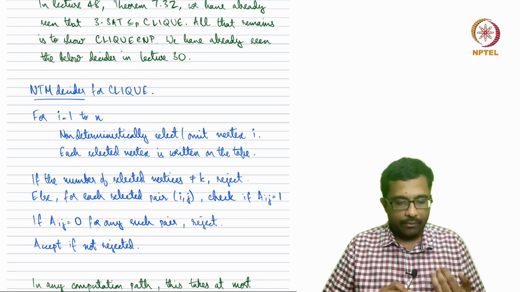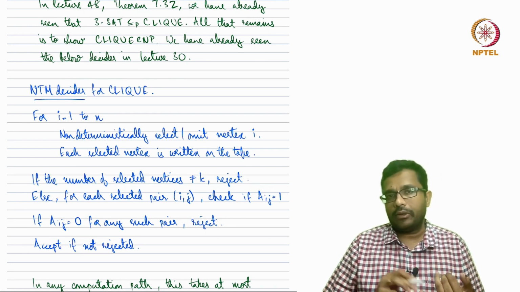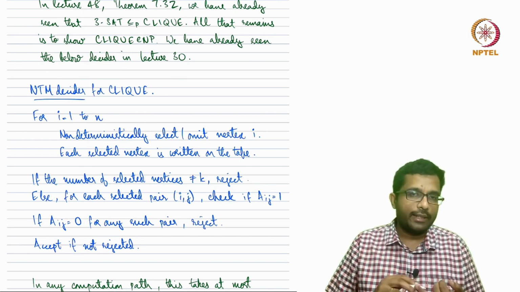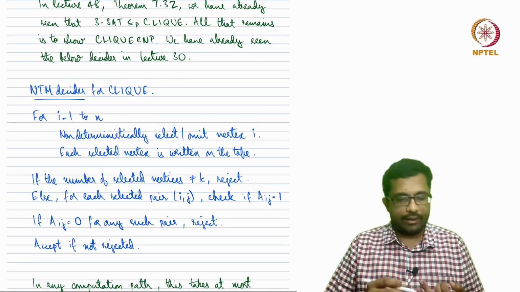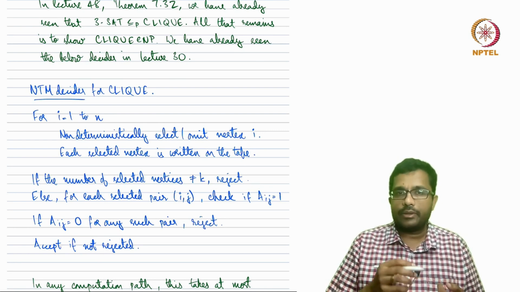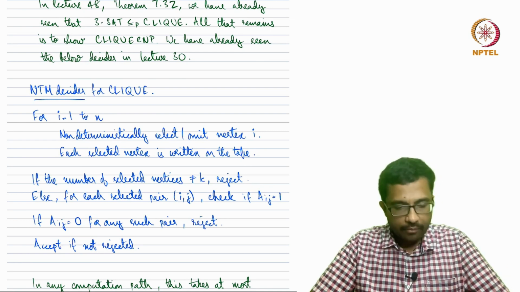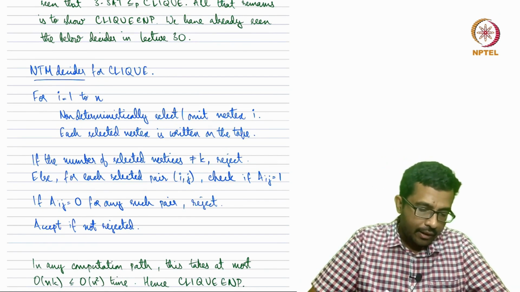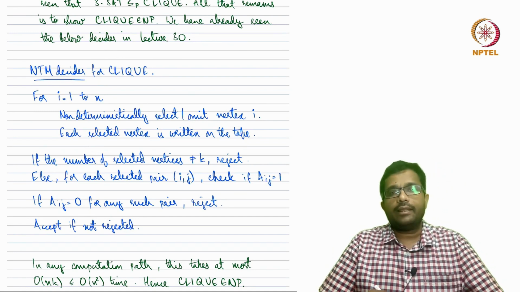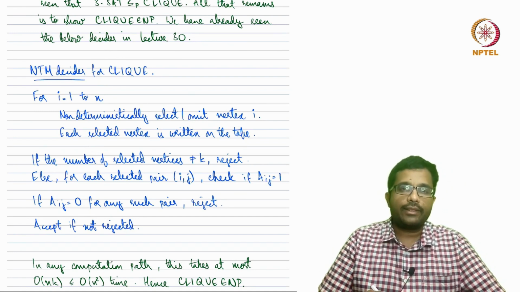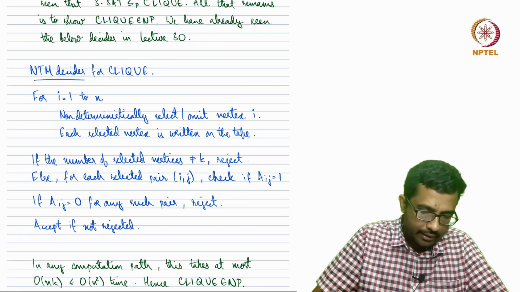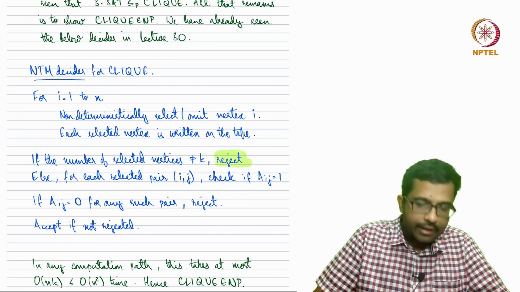So you go to vertex 1, you non-deterministically decide to select or not select that. Go to vertex 2, do the same thing, you non-deterministically decide to select or skip that vertex. 3, non-deterministically decide to select or skip that vertex, and so on. And at the end you have a subset of vertices, right? Now you just check, does the set have size k? If the set has size k, we continue. If it does not have size k, we reject, right? So that's the first step. So we have chosen a set non-deterministically.